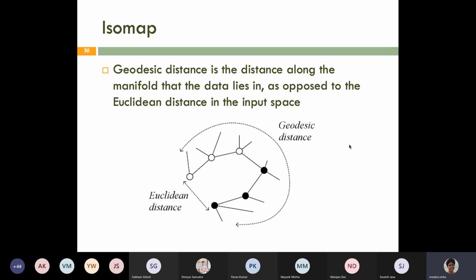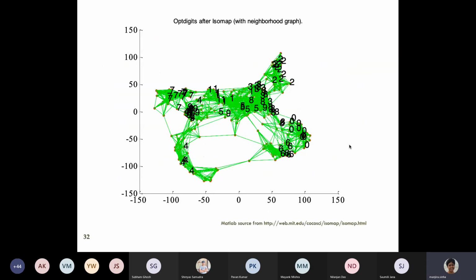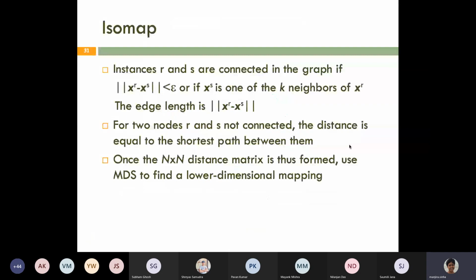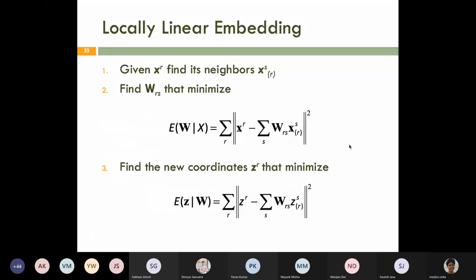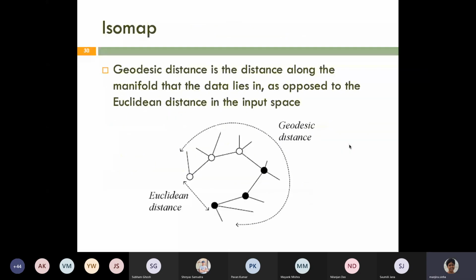or the isomap representation. So let me give a basic idea about the isomap representation.